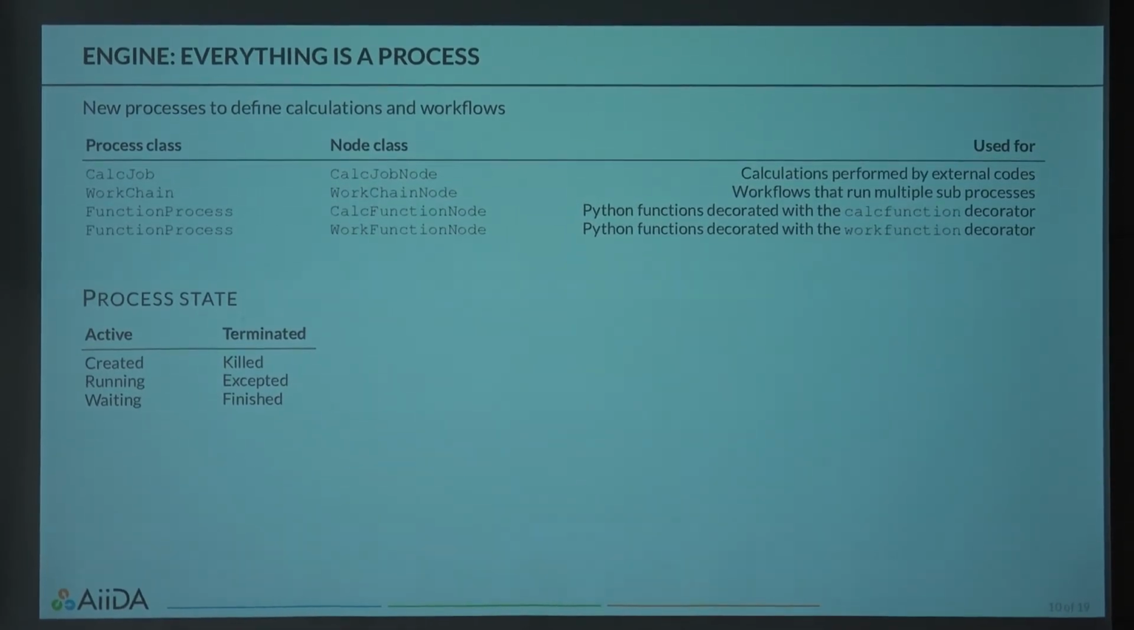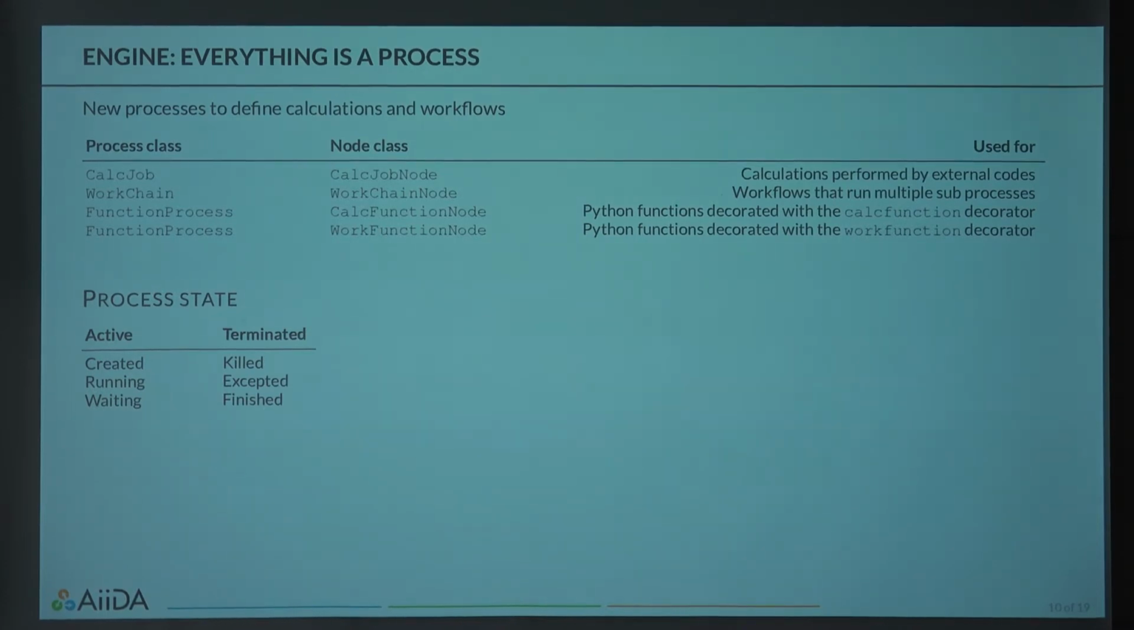So killed is if you personally kill it, or a parent kills it. Excepted is if an exception happens, some bug in the code. And finished is when everything goes okay. Mind you, finished doesn't necessarily mean that the result you were looking for is also correct. Finished just means there were no exceptions during execution of the process.